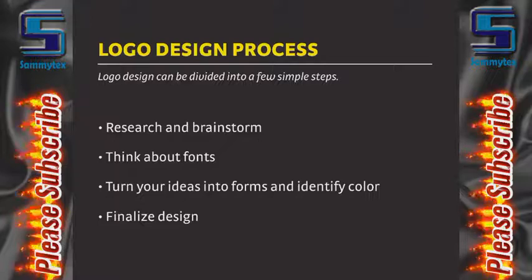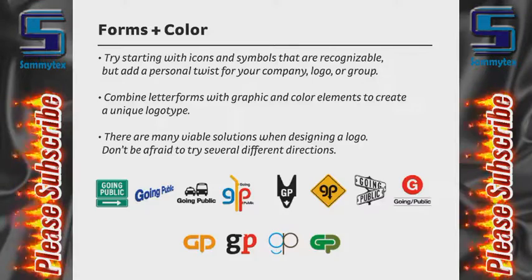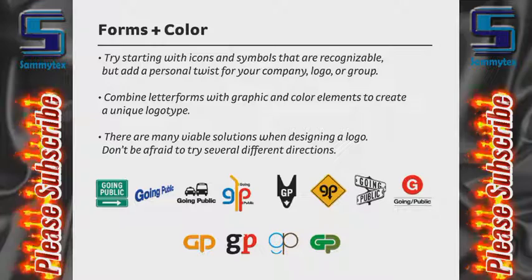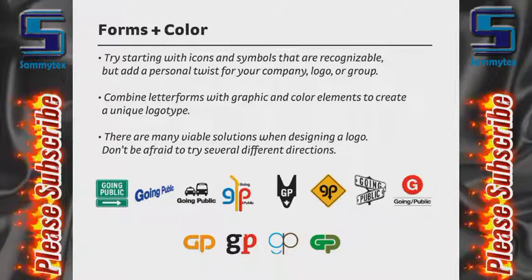Next here we have turn your ideas into forms and identify colors. You have to turn your ideas into form, which means try starting with icons and symbols. They are recognizable, but add a personal twist for your company, logo or group. Next one, combine letter forms with graphic and color elements to create a unique logotype. You can see they formed it and added some colors into it.